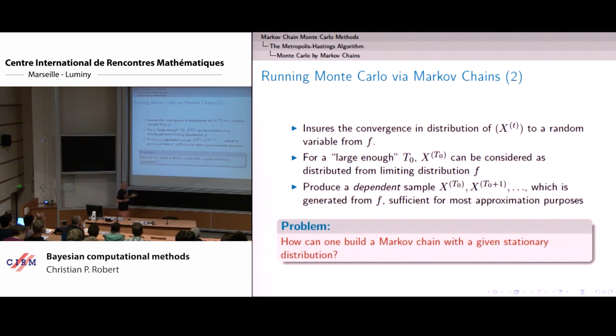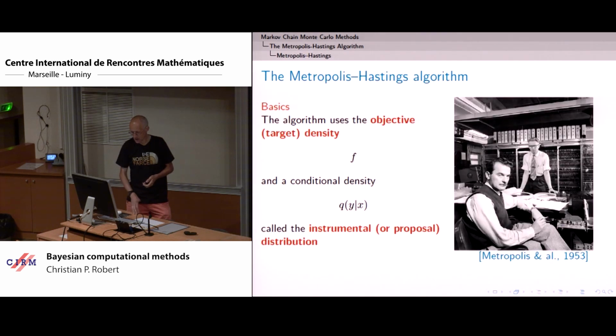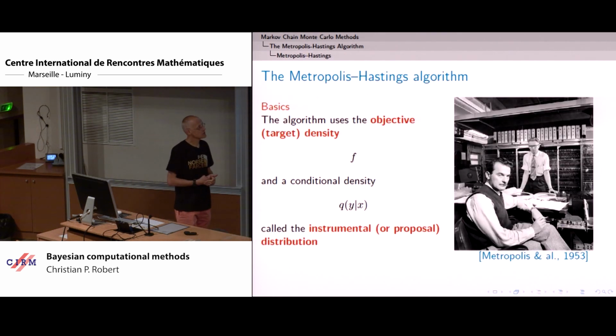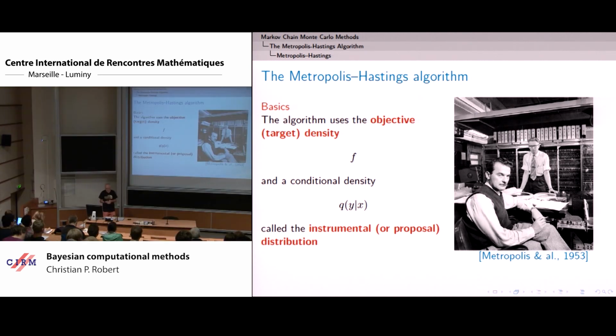Now, that's a concept. How do you implement the concept? Well, you have to create a Markov chain that enjoys f as its stationary distribution and its limiting distribution, and that can be simulated in a reasonably easy fashion. And so there are several solutions, but the workhorse of MCMC methods is the Metropolis-Hastings algorithm. And here is a picture of Metropolis at Los Alamos in the 50s.